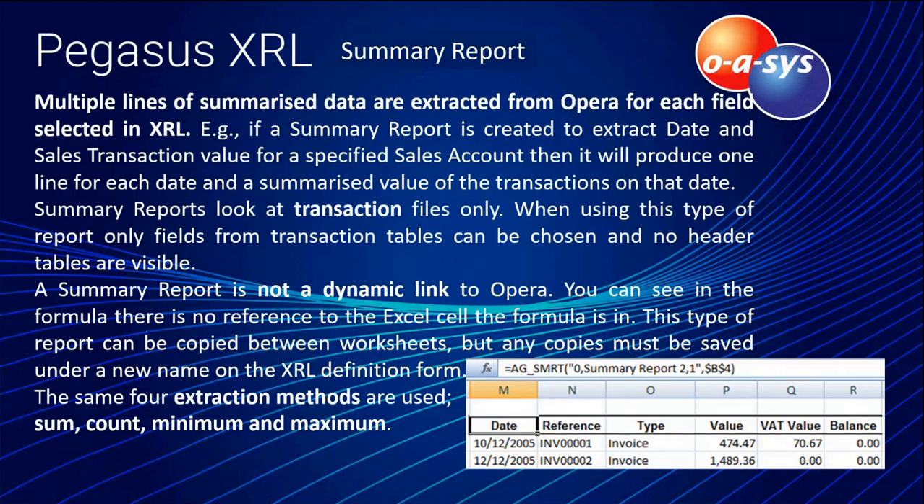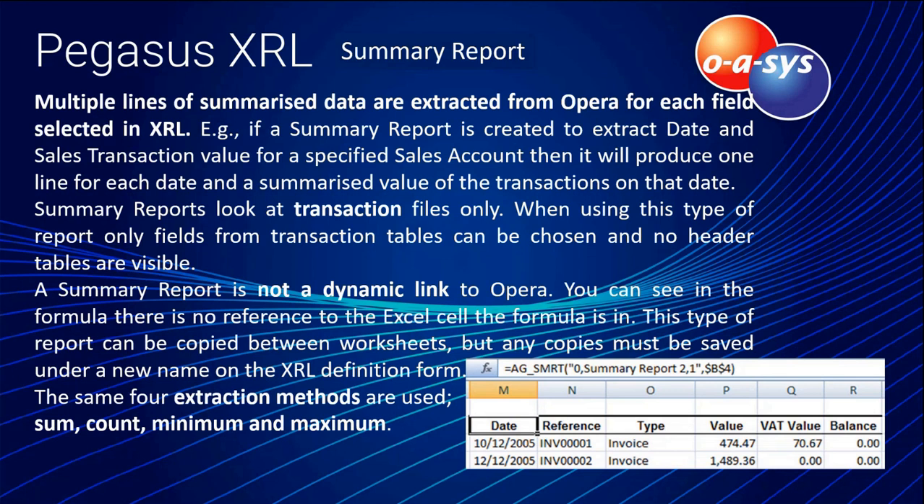Multiple lines of summarized data are extracted from Opera for each field selected in XRL. For example, if a summary report is created to extract date and sales transaction value for a specific sales account, then it will produce one line for each date and a summarized value of the transactions on that date. Summary reports look at transaction files only. When using this type of report, only fields from transaction tables can be chosen and no header tables are visible.